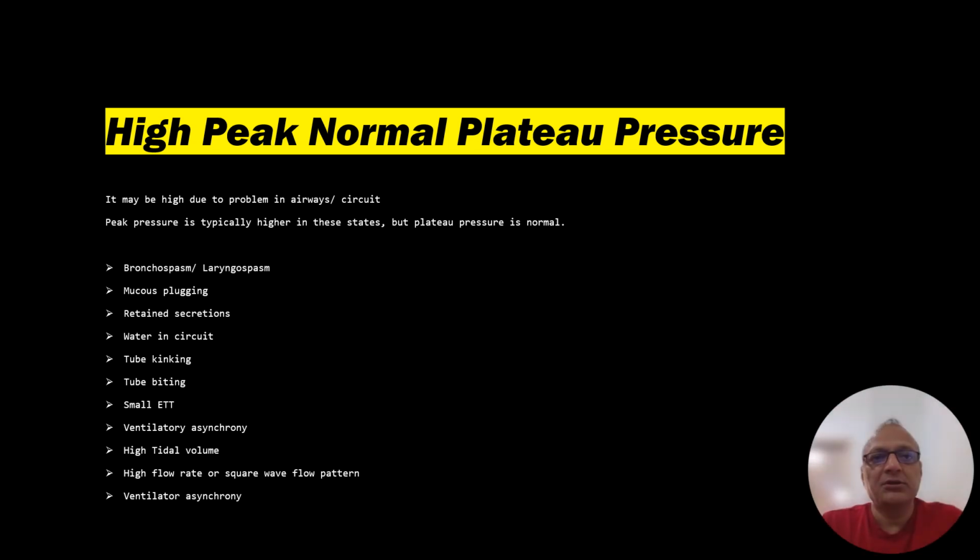There are various causes which lead to increase in peak airway pressure without any change in plateau pressure, as lung compliance is not affected in such patients, and these include bronchospasm or laryngospasm, mucus plugging or retained secretion in airways, water in circuit, tube kinking or biting, small size of endotracheal tube, ventilator asynchrony as patient is fighting, high tidal volume or either high flow rate or square wave flow pattern on volume control.